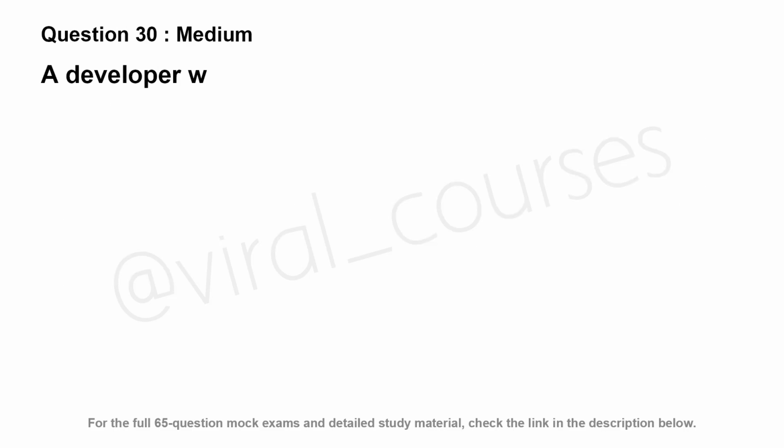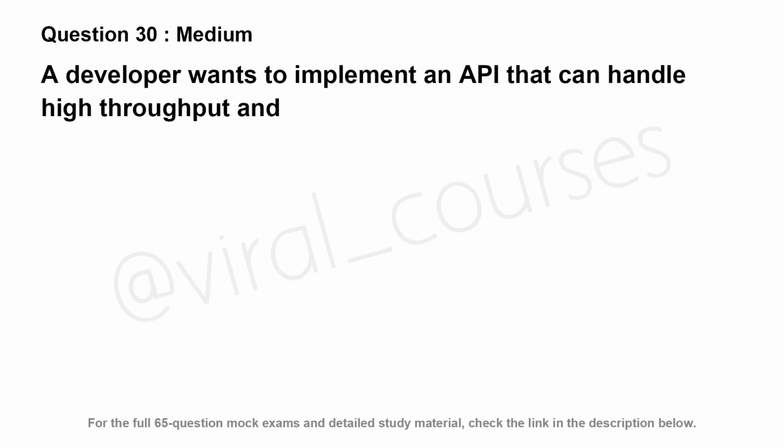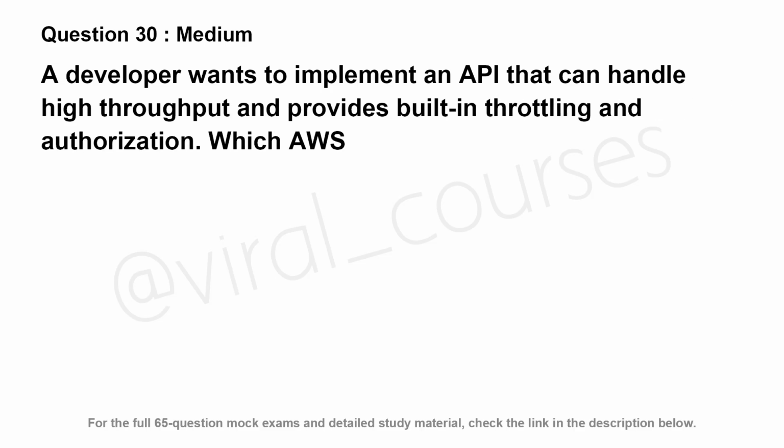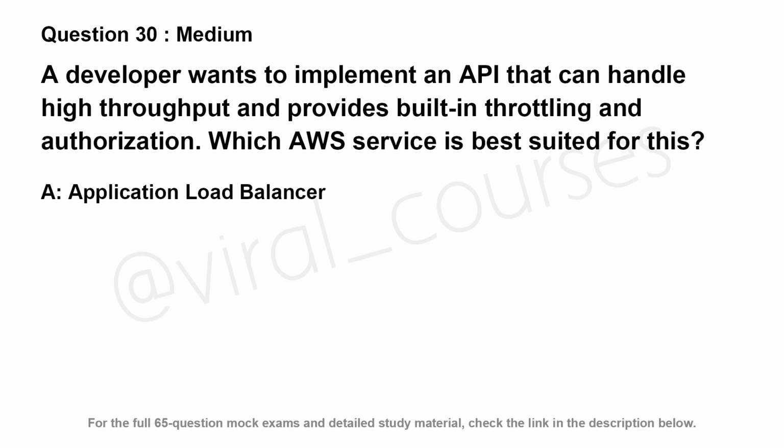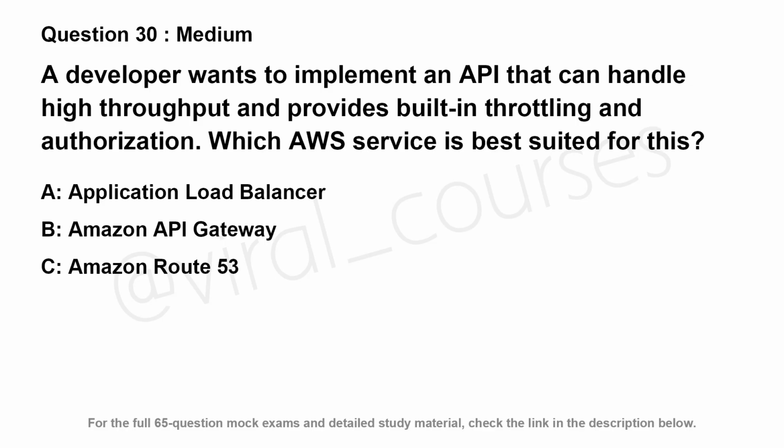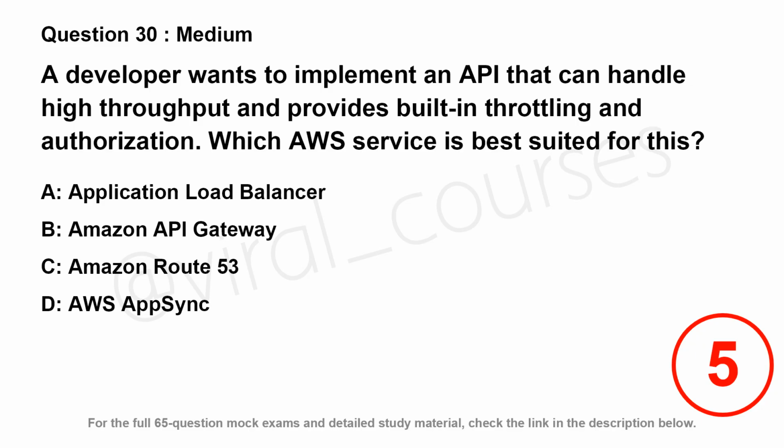A developer wants to implement an API that can handle high throughput and provides built-in throttling and authorization. Which AWS service is best suited for this? Option A, Application Load Balancer. Option B, Amazon API Gateway. Option C, Amazon Route 53. Option D, AWS AppSync.